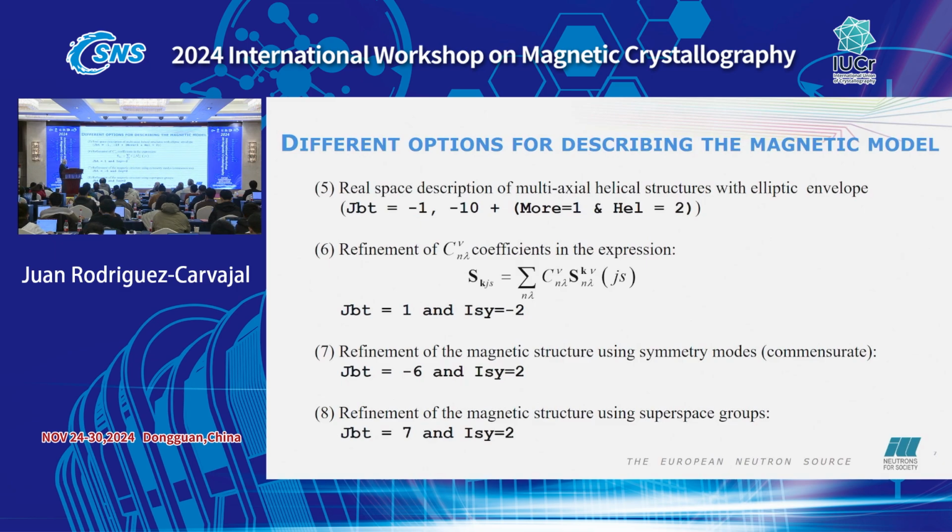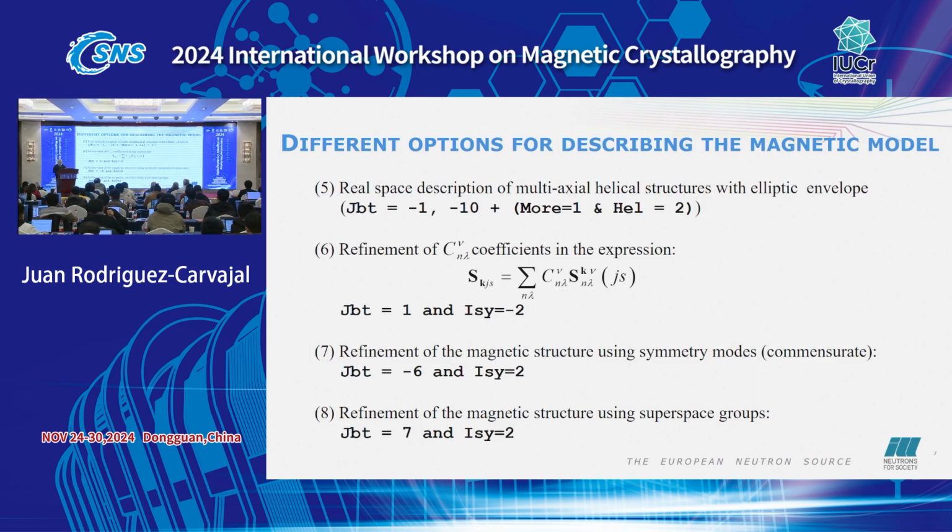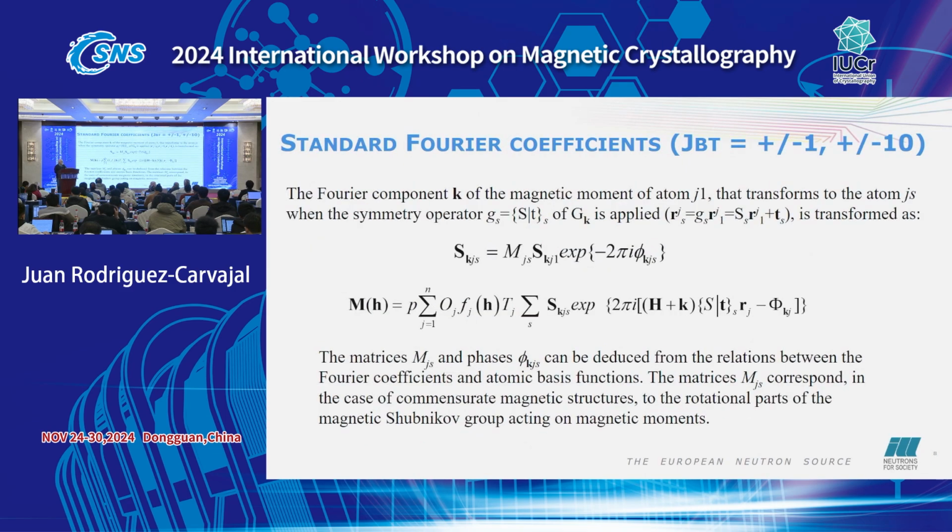basis vectors. It is JBT equal to -6 and IC equal to 2. And finally, refinement of the magnetic structure using superspace groups is JBT equal to ±7 and IC equal to. This is what you have: 8 ways of working with magnetic structures.